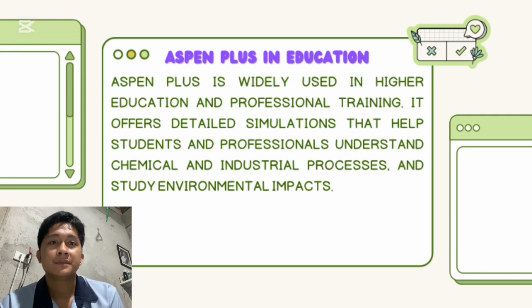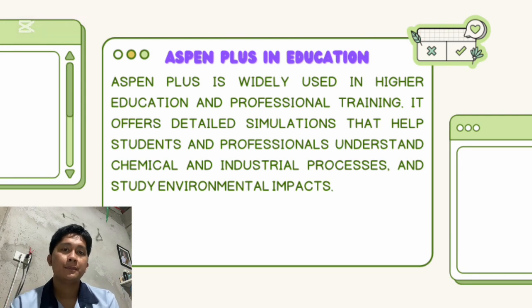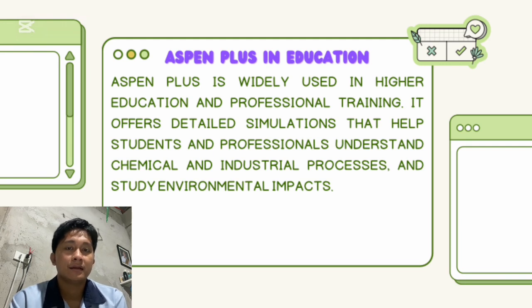Now, shifting gears to Aspen Plus, which is more advanced compared to CATT. It's usually used by engineering students and professionals. Aspen Plus can simulate entire processes, so a student can learn how a full chemical plant operates. It's also great for analyzing how we can reduce waste, emissions, and other environmental effects in industrial systems.